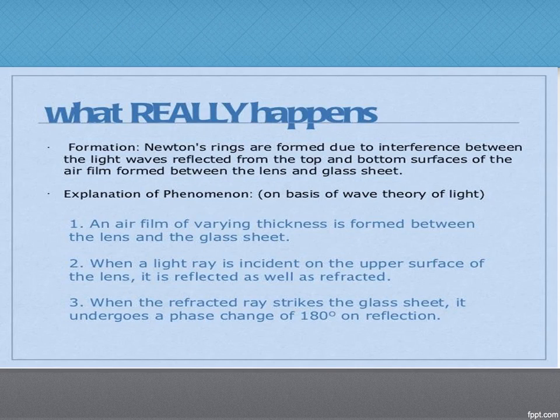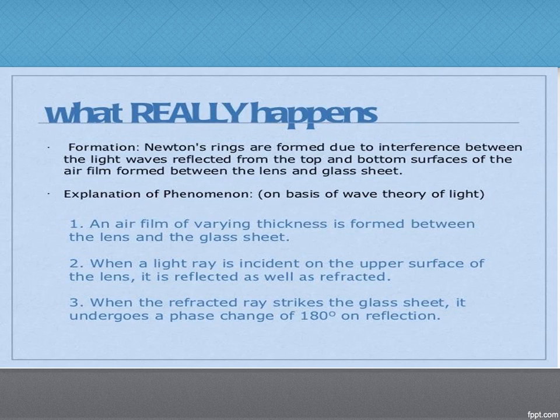Now here we will discuss what really happens. Actually, Newton's rings are formed due to interference between the light waves reflected from the top and bottom surfaces of the air film formed between the lens and the glass sheet. As I explained, whenever you place a convex lens on a glass plate, an air film of varying thickness is formed between the lens and the glass sheet. When the light ray is incident on the upper surface of the lens, it is reflected as well as refracted. When the refracted ray strikes the glass sheet, it undergoes a phase change of 180 degrees on reflection.